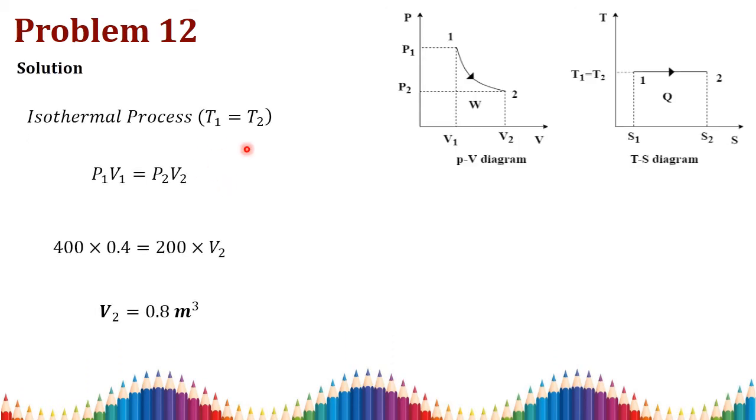As it is an isothermal process, the relation is P1 V1 is equal to P2 V2 is equal to constant. In the problem they have given P1 as 400 kilopascal, V1 as 0.4 meter cube, and P2 as 200 kilopascal. We need to find the final volume. By solving this simple relation we obtain the final volume V2 as 0.8 meter cube.